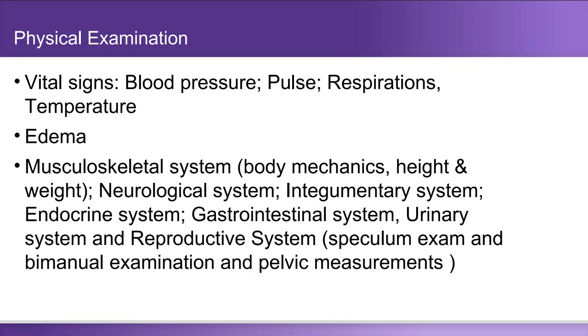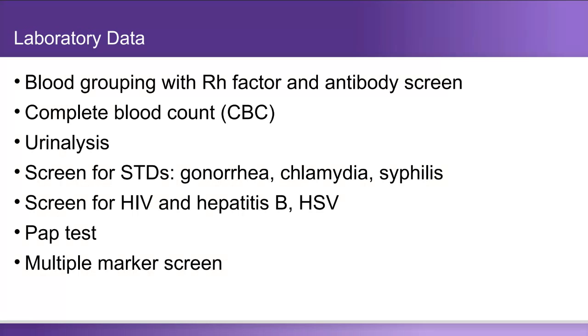We're going to look and do a complete exam of the musculoskeletal system, neurological, integumentary, endocrine, gastrointestinal, urinary, and reproductive system. So usually the woman's going to also have a speculum exam and a bimanual examination. They're going to take pelvic measurements to make sure that the pelvis is adequate for a vaginal delivery. This is the very first prenatal visit.